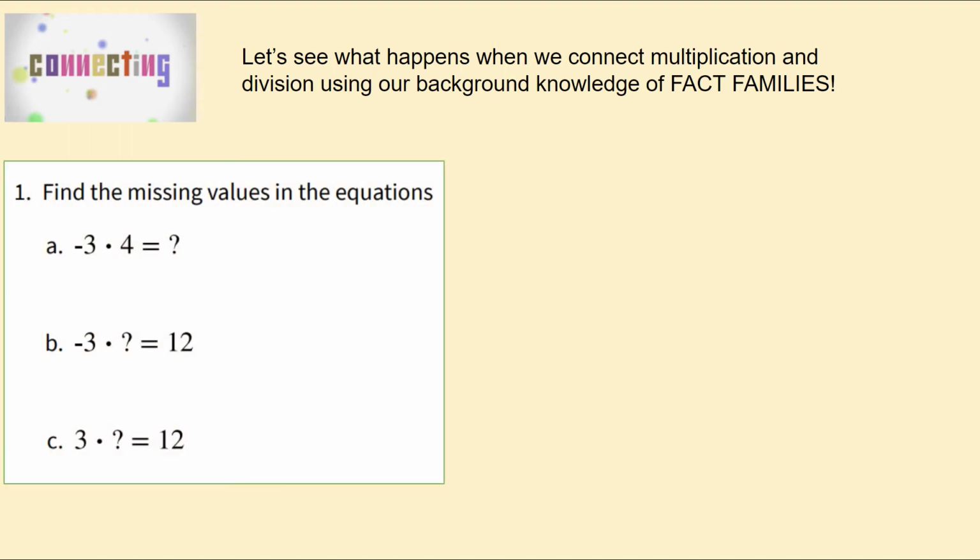Right here it says, find the missing values in the equations. These are multiplication equations. Pause the video right now and try to figure out the question mark unknowns. How did you do? Here are the solutions. Did you get them right? Again, this was from last week, but now we're going to take this and connect it to division.